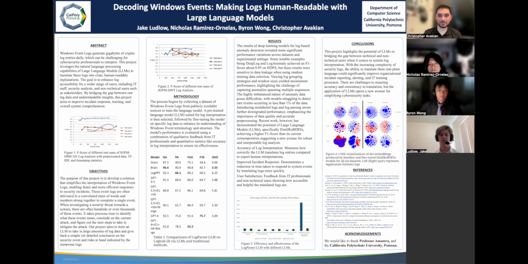Moving into our objectives, the purpose of this project is to develop a solution that simplifies the interpretation of Windows event logs, enabling faster and more efficient responses to security incidents. These event logs are often delivered in a convoluted mess of words and numbers strung together to complete a single event. When investigating a security threat towards a system, there are often hundreds or even thousands of these events. It takes precious time to identify what these events mean, conclude on the current attack, and figure out the next steps to take to mitigate the attack. Our project aims to train an LLM to take in large amounts of log data and give back a simple yet detailed conclusion on the security event and risks at hand indicated by the numerous logs.